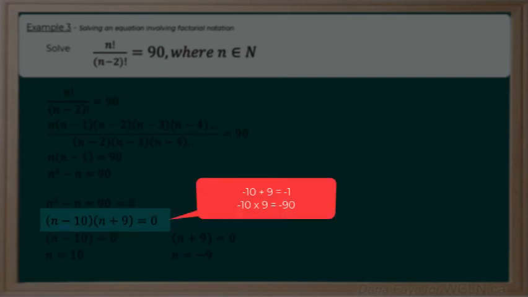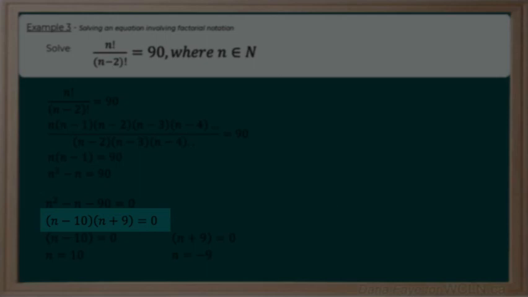So my two factors here are going to be negative 10 and 9. That would add to negative 1 and multiply to negative 90. So if I write out my two factors, I've got n minus 10 multiplied by n plus 9, and that's all set equal to 0. If I split those apart into the two possible solutions, I can see that I've got n equals 10 and n equals negative 9.